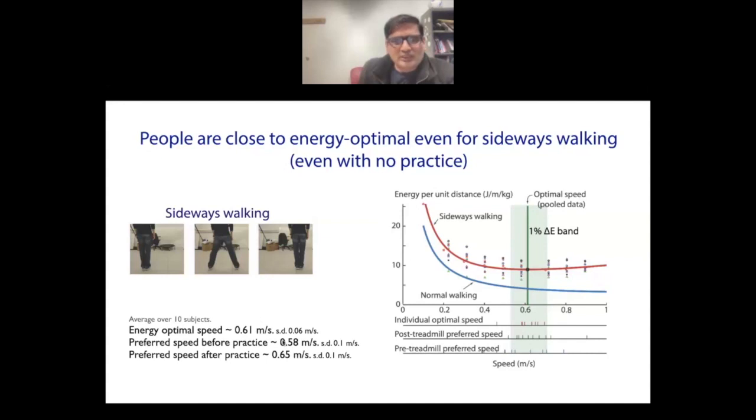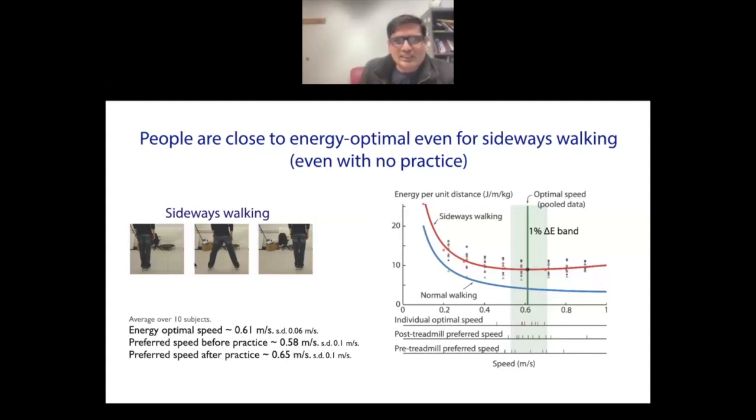People picked speeds around 0.58 meters per second the first time they did it, and then about 0.65 meters per second after about an hour of walking sideways on a treadmill. So after practice and before practice, about the same, not very much different.